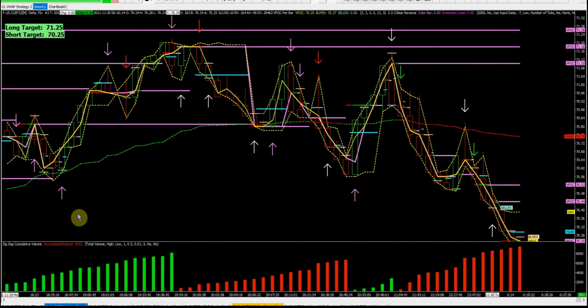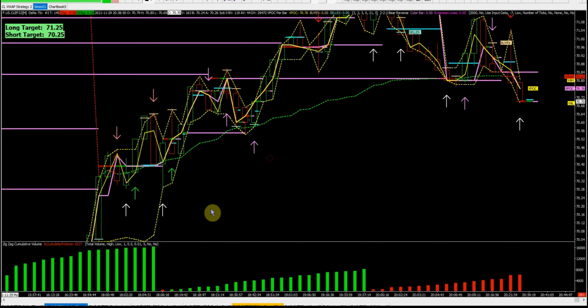Here's a long setup. Anywhere back in here where it taps, there's a great long setup right there. Unfortunately, it came up and then came back down in your face, but it was a good setup. It just didn't go very far. It went right here, and then it formed a VPOC right there, and then came back down.